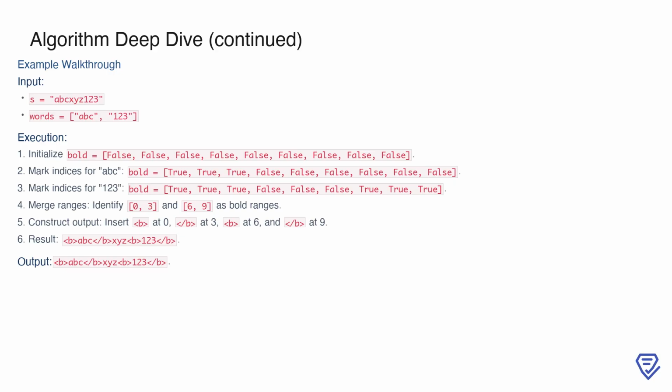Following this, we merge the bold regions by identifying the ranges 0 to 3, and 6 to 9. Finally, we construct the output string by inserting <b> at index 0 and </b> at index 3, and similarly for the range 6 to 9. The resulting string is <b>abc</b>xyz<b>123</b>. This example highlights how the algorithm efficiently handles marking, merging, and constructing the output to produce the desired result.